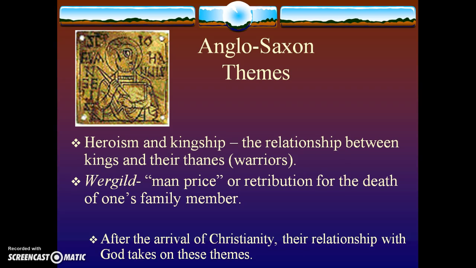Now, within these writings, you would see a lot of Anglo-Saxon themes, including heroism and kingship. This is going to be incredibly important in Beowulf when we read it. And the heroism and kingship talks about the relationship between kings and their warriors called thanes. There's also wergild, which means man price, or the retribution for the death of one's family member. This was taken very seriously. If a family member died, it was your responsibility to take retribution against the person who killed him.